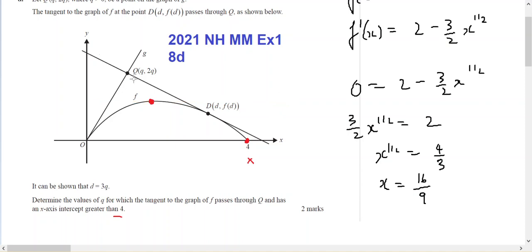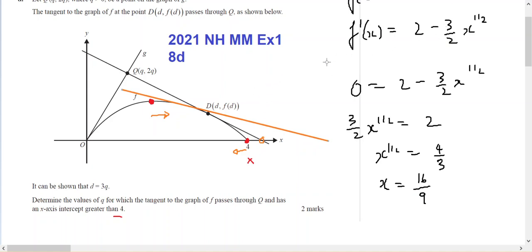So I'm looking for two things. It's got to be to this side of that point, and it's got to be to this side of that point to have an x-intercept that is greater than 4. So in other words, it's got to be tangents that sit here, or here, or here, but it can't be either side of those.